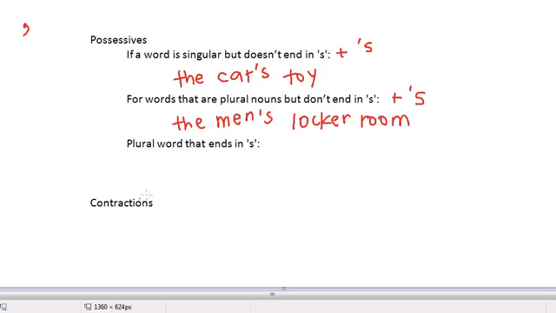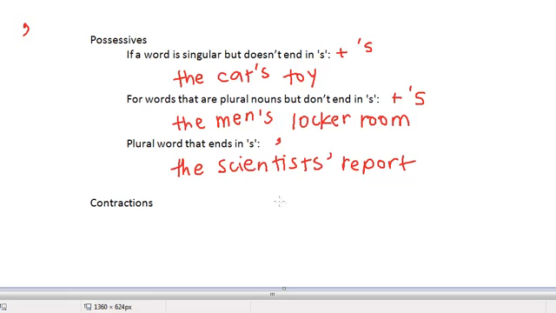For plural words that end in S, all you need to do is just place an apostrophe at the end. So you can have the scientists' report. You might notice that here we don't put an apostrophe S.